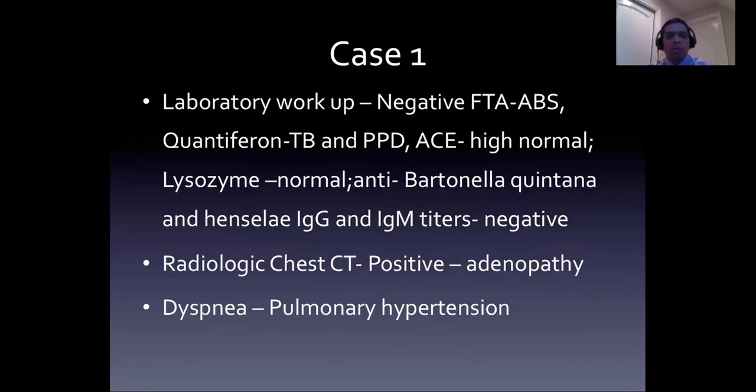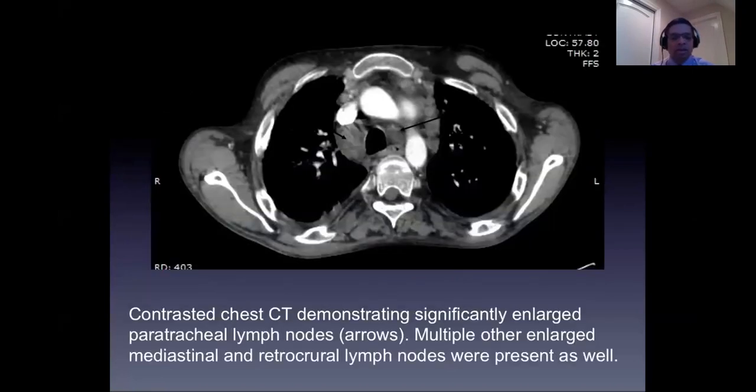The laboratory workup is negative for the patient, but radiology testing, chest CT, shows severe hilar adenopathy in the chest. And the patient has pulmonary hypertension. But the lysozyme is normal. The ACE is high normal. Quantiferon TB and PPD skin test are negative. FTA is negative. Everything else is negative on this patient.